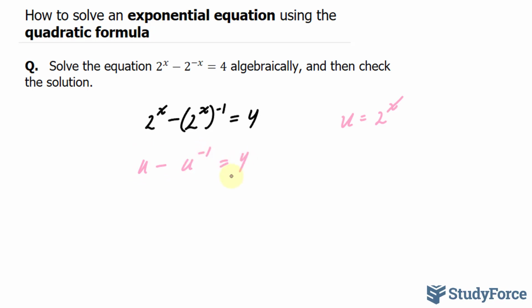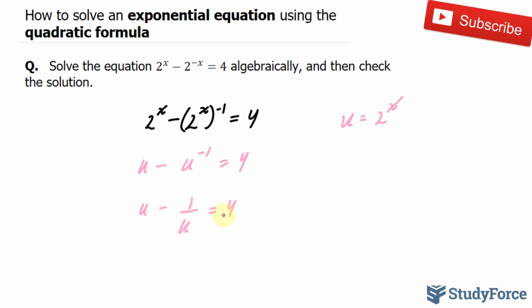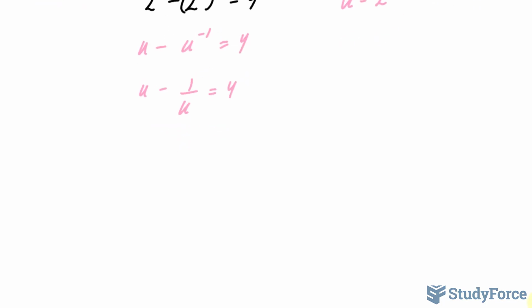to 4. One of the exponent laws tells us that if we have a base raised to a negative power, we can rewrite this as u minus 1 over u is equal to 4. Now, I'll find a common denominator between these two terms, and that is equal to u. And the way you do that is you take this denominator, multiply it to the u, and that's how you find it. And then you cross multiply, where you have u times u, that's u squared. 1 times 1, that's negative 1, is equal to 4.